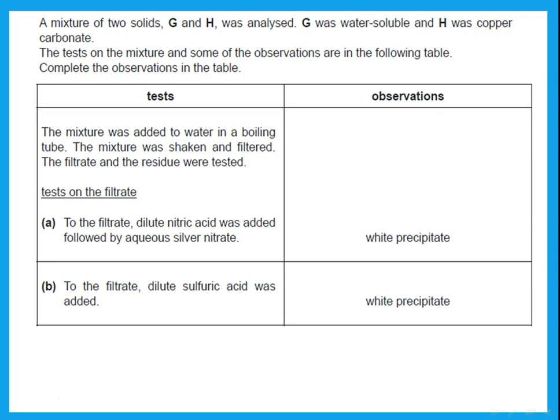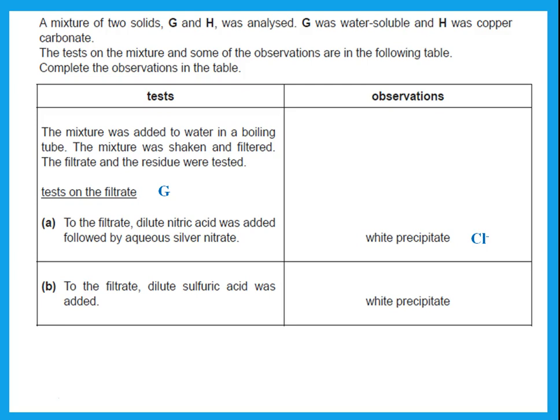To the filtrate, dilute nitric acid was added, followed by silver nitrate. Again, what is the test? What is silver nitrate a test for? It's a test for chloride, bromide, iodide. So if I get a white precipitate, that means I have what? That means I have chloride.